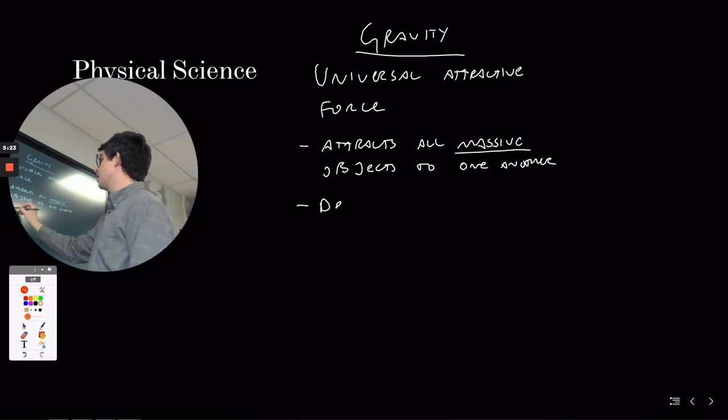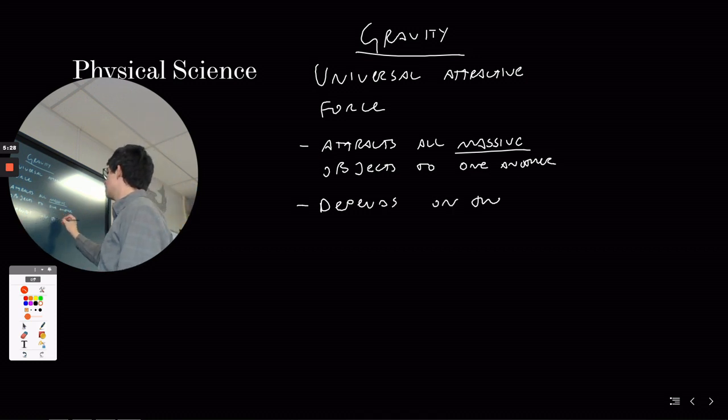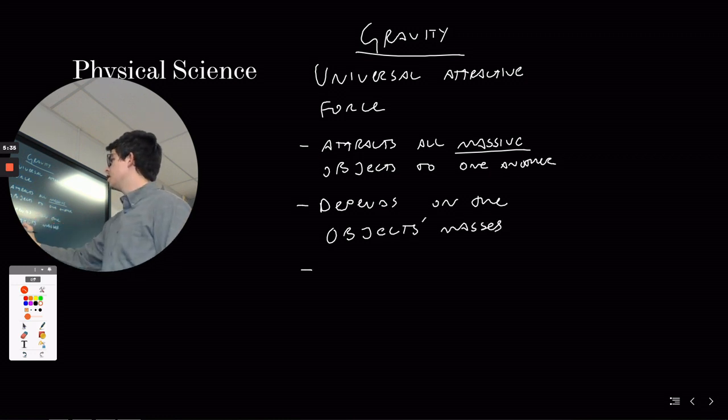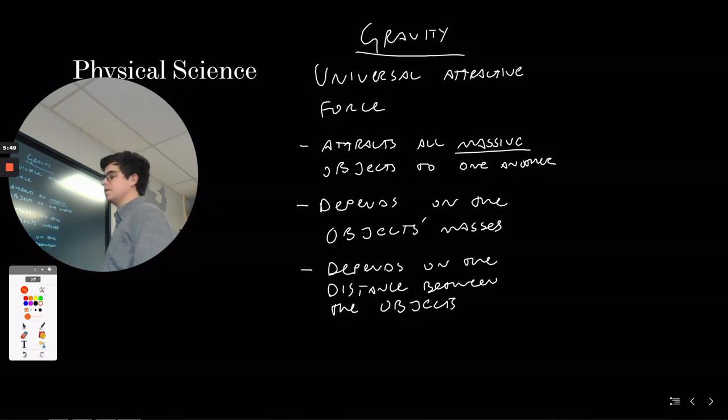It depends on, well, if it's attracting objects with mass, it depends on the objects' masses. That's fairly simple. It also, since we talked about range earlier, depends on the distance between the objects. So as the mass of the objects we're considering increases, the strength of gravity between them increases. As the distance between them increases, the strength of gravity decreases.